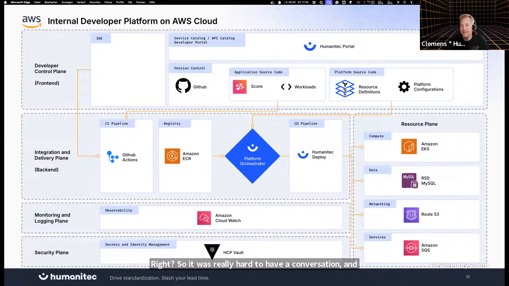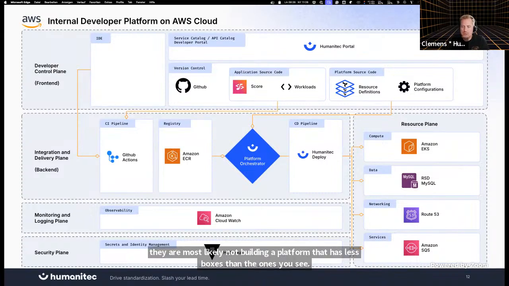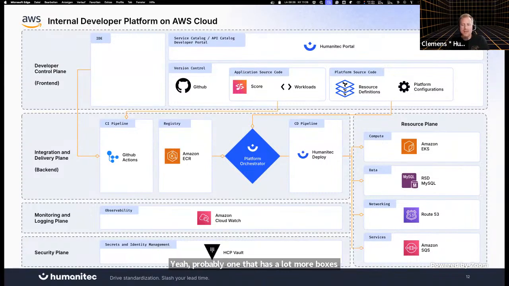So you keep the planes, they give order and direction. You also keep the boxes because they represent capabilities. And you're most likely not building a platform that has less boxes than the ones you see. Probably one that has a lot more boxes, but this is like the least common denominator between all platforming attempts that we have seen. And you're probably not going to cross out a lot of boxes here.